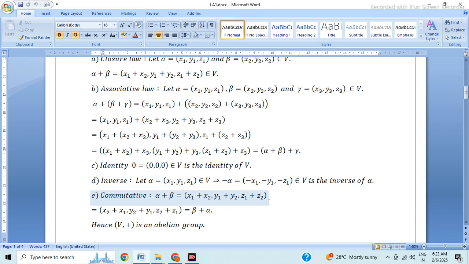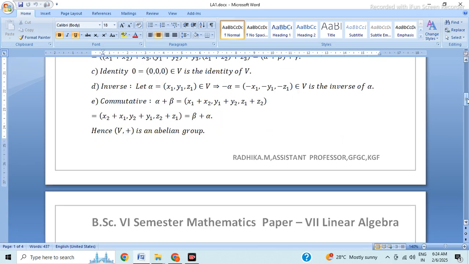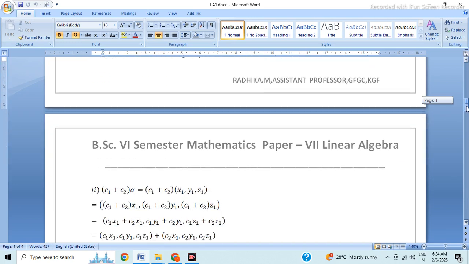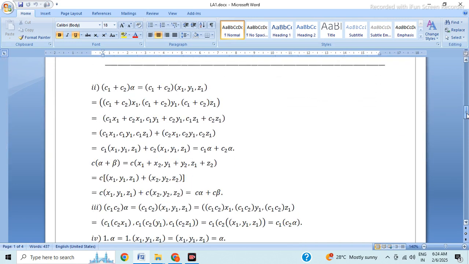Then what is the commutative law? Alpha plus beta is beta plus alpha. Then x1 plus x2, y1 plus y2, z1 plus z2, that we can write as x2 plus x1, y2 plus y1, z2 plus z1. It is the same as beta plus alpha. Then V satisfies all the conditions of a commutative group or abelian group. The first condition is satisfied: V plus is an abelian group. Now we have to move on to the next one.